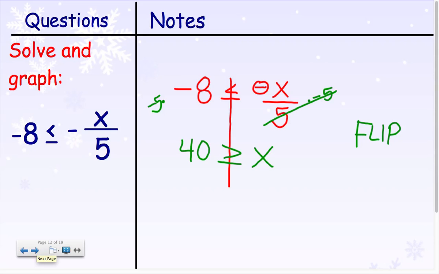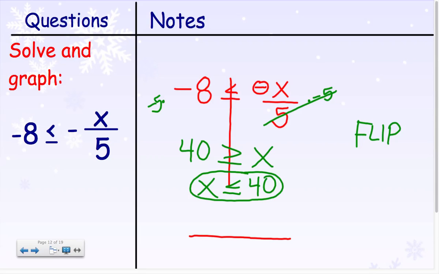Now before I graph this, I always want my variable on the left. So I'm going to rewrite it with the x on the left, the 40 on the right. My Pac-Man mouth is eating the 40. Now we're ready to graph. I'll draw my number line with a 40 in the middle, a 39 on the left, and a 41 on the right. This time I need a closed circle again because it's less than or equal to, and then my arrow is pointing to the left. Numbers that are less than or equal to 40 are 40, 39, 38, 37, 36, and so on.